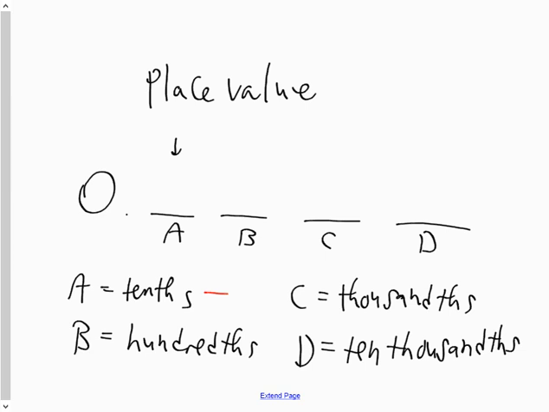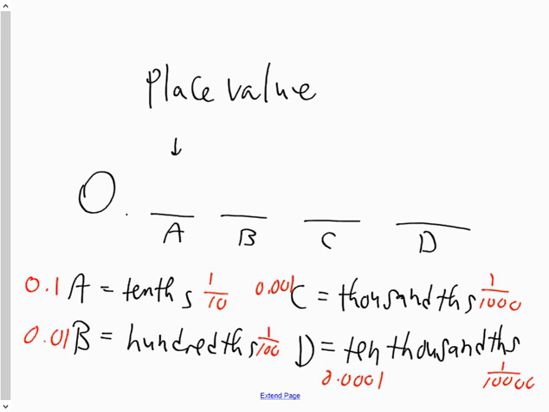Now when I say a tenth, as a decimal, a tenth is written that way, and as a fraction, it's written that way. A hundredth, as a decimal, is written this way, and as a fraction, is written this way. A thousandth, and a fraction, and the 10,000ths, and the fraction. So, with that said, that looks complicated, but it's not that bad.